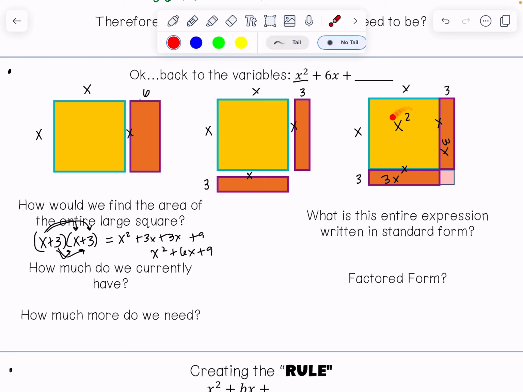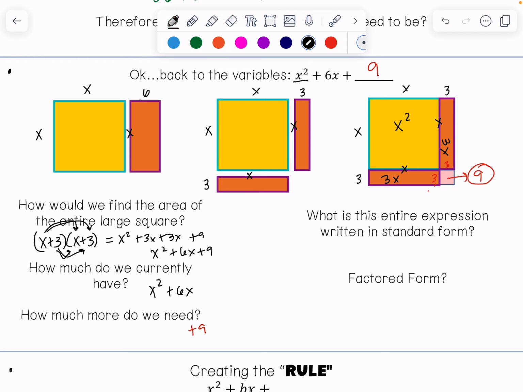Currently, in what I have, x squared plus 6x, what do I need? I need to plus 9. So that means this right here should be 9 units. Once again, we can double check that. This should be 3. This should be 3. 3 squared gives me 9. So that is what we should have here. If I was to actually complete the square, I need to add 9 units. That's what I need in order to make this a full square.